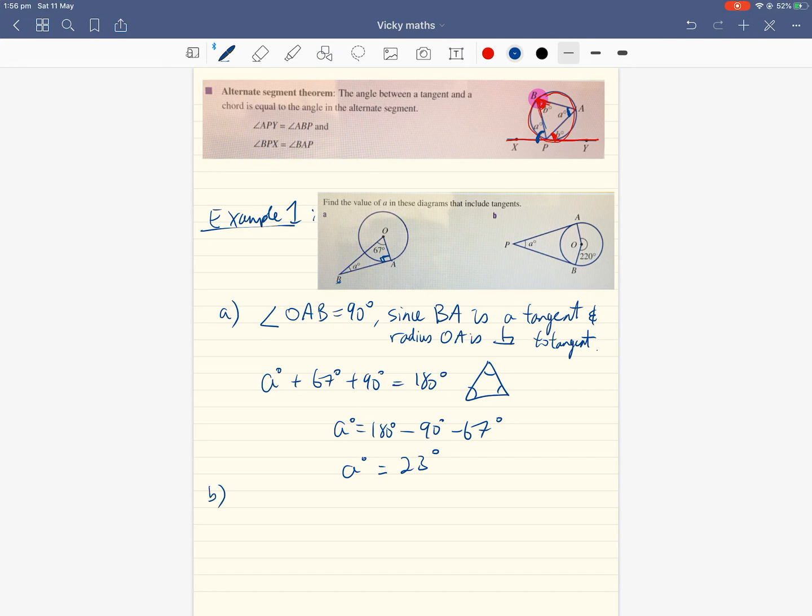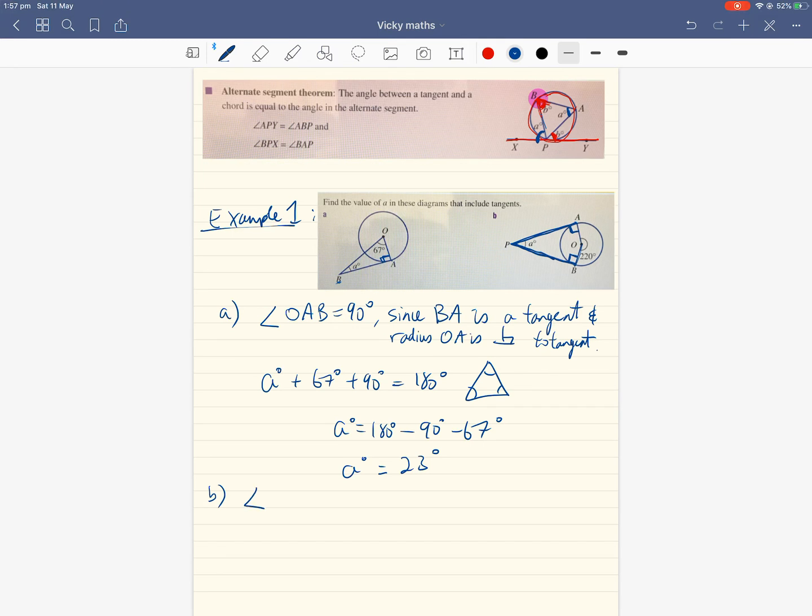Now let's have a look at B. So if you look at the diagram, P to A is a straight line that touches the circle exactly once at A, and O to A is a radius, so we know that corner angle is 90 degrees. Similarly, P to B is a straight line that touches a circle exactly once at the point B. So connecting OB, the radius, to PB, we know that that's 90 degrees as well.